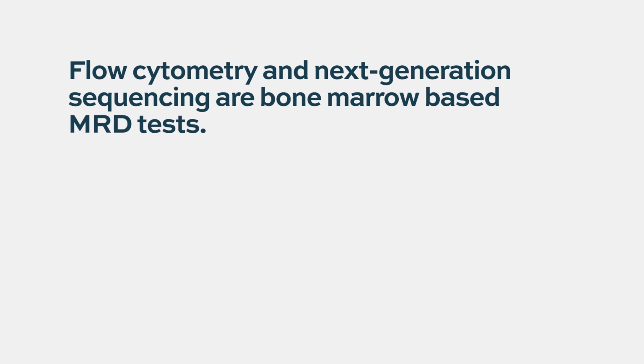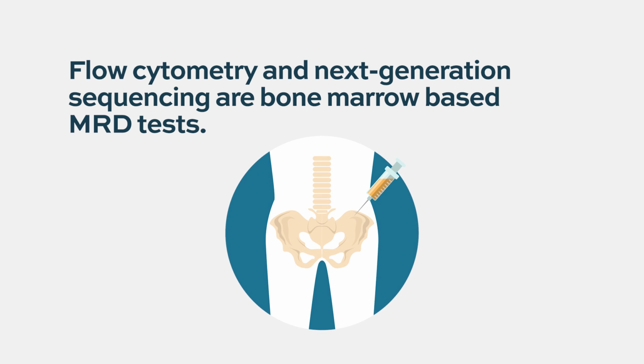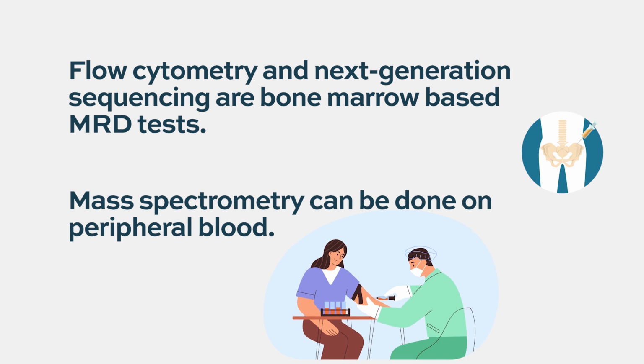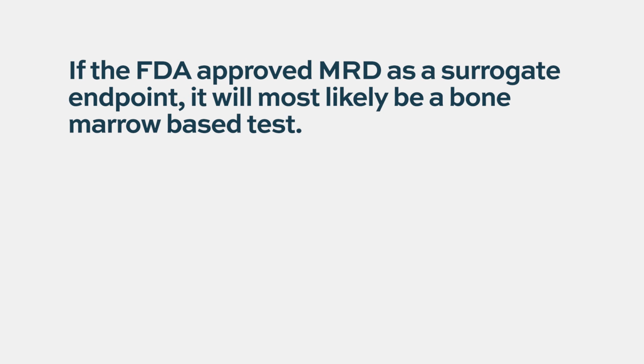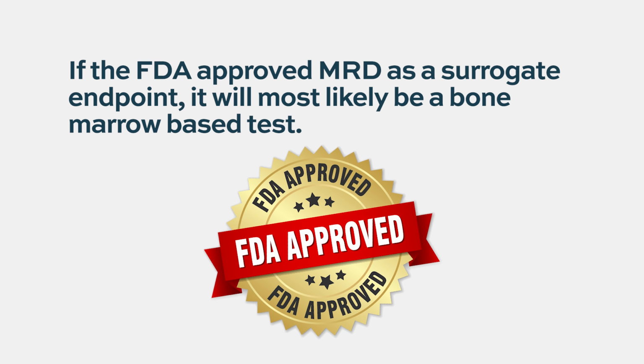Flow cytometry and the next-gen sequencing MRDs need bone marrow. The mass spec technology can be done on peripheral blood. Of those three, the mass spec technology is the least well developed at this point. So the likelihood is, if and when MRD is adopted as a surrogate endpoint by the FDA, either the flow cytometry and/or the next-gen sequencing will be the ones that will be accepted. So there's still work that needs to be done to position the mass spec assay as a surrogate endpoint for clinical trials.